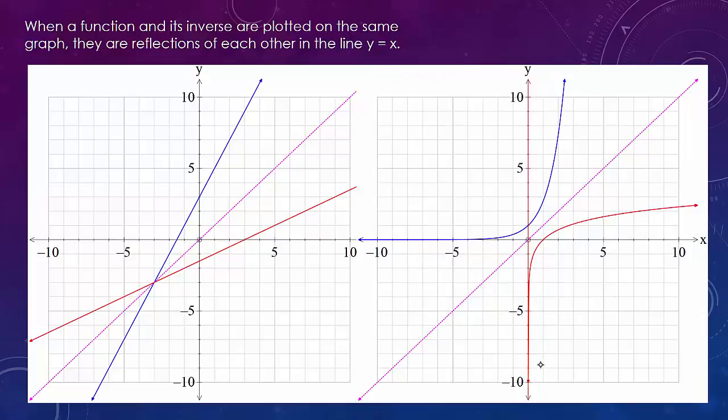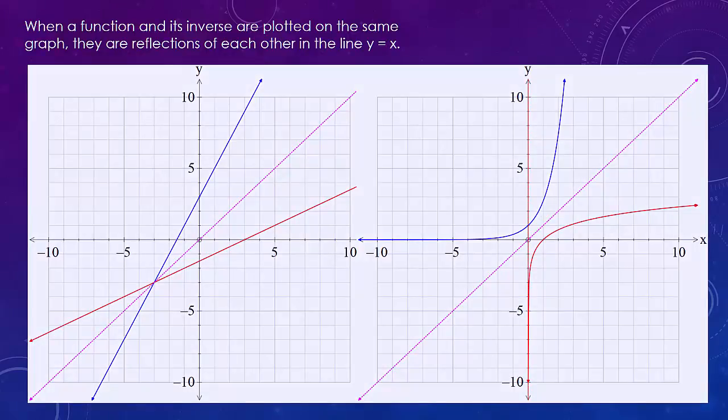And the same is true for these two functions. We can see that they are reflections in y equals x. So if you're given the graph of a function, you can always find the graph of the inverse function just by doing a reflection in the line y equals x.